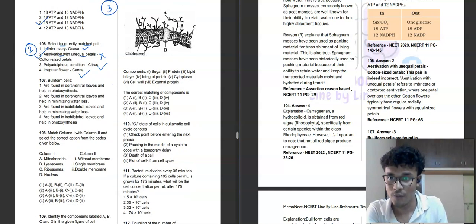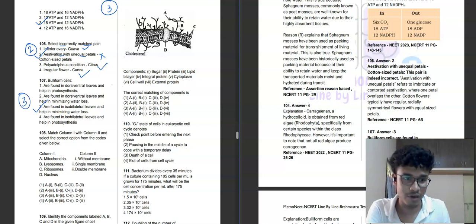Question 107. Bulliform cells: are found in dorsiventral leaves and help in photosynthesis; are found in dorsiventral leaves and help in minimizing water loss; third option, are found in isobilateral leaves and help in minimizing water loss; last option, are found in isobilateral leaves and help in photosynthesis. What are bulliform cells? Basically, bulliform cells are found in isobilateral leaves and help in minimizing water loss. So the third option will be our correct answer for this question.